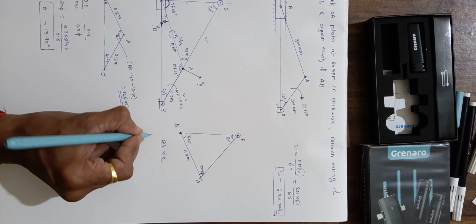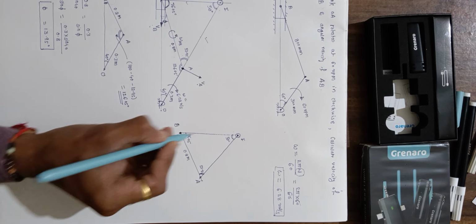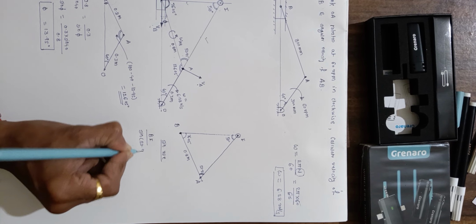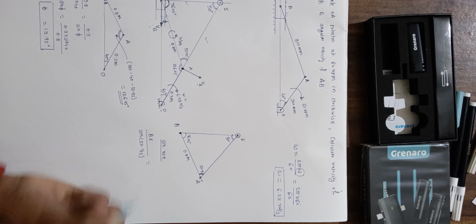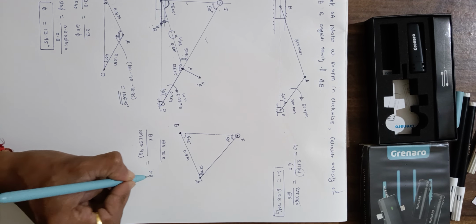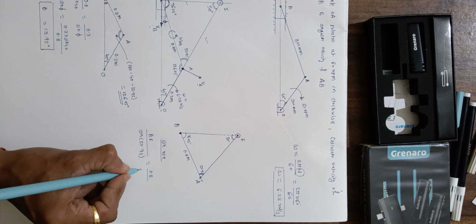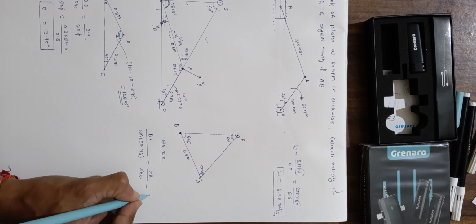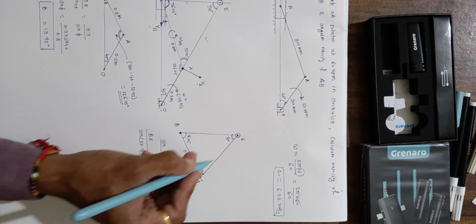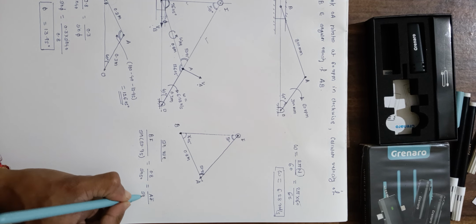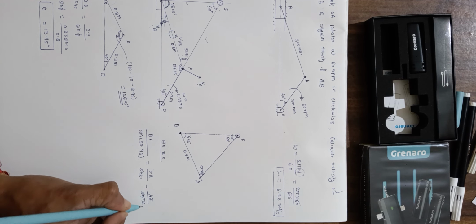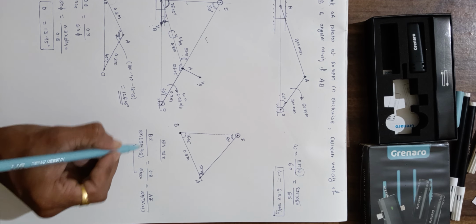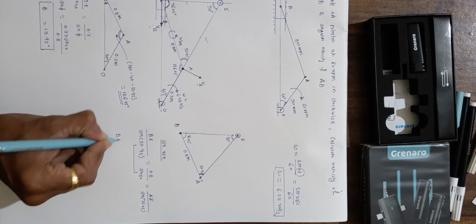So unknown is BI upon sine of opposite angle, so sine 53.95, equal to known is 0.8 divided by sine of opposite angle, so sine 50, equal to unknown is AI upon sine of opposite angle, so it is sine 76. Now consider the first two terms, do the cross multiplication and find out BI.